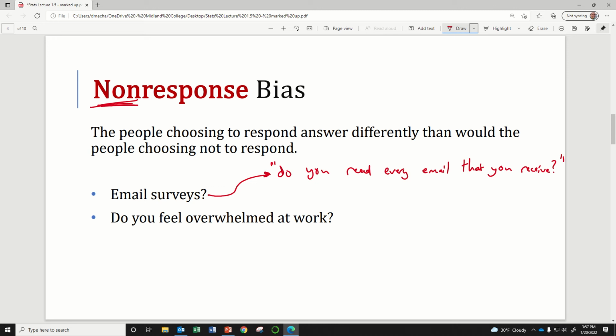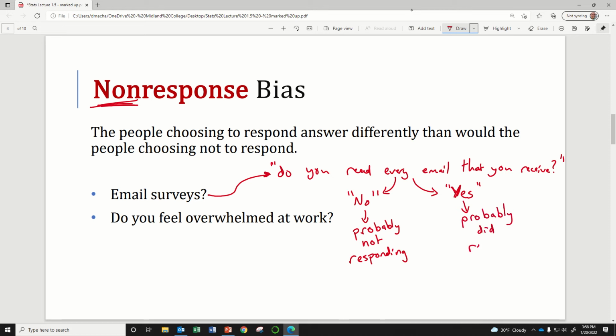Well, there's clearly going to be a non-response bias, because the people who do not read every email they receive are probably not going to read that email, right? So they are probably not responding. And so compared to the actual result that you would get from the whole population, this survey is going to be biased towards the yes responses, because these people who would answer yes probably did read and respond to the survey. Does that make sense?